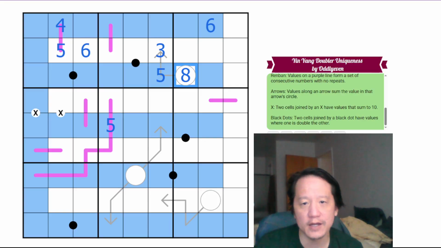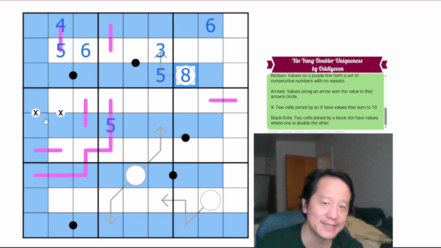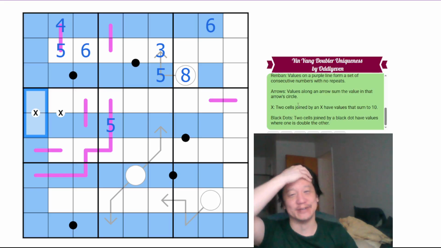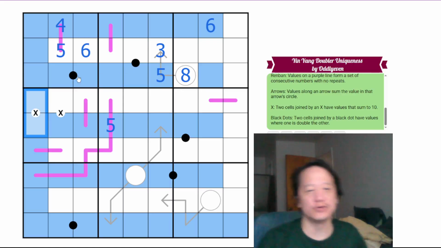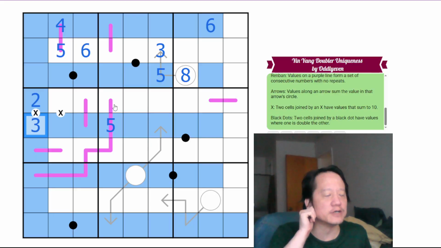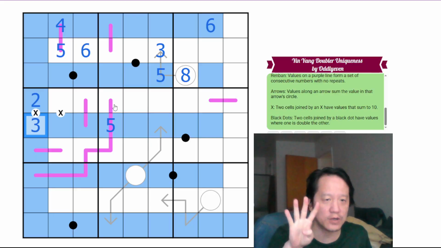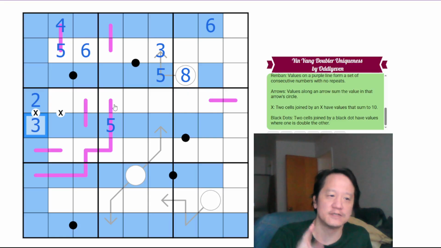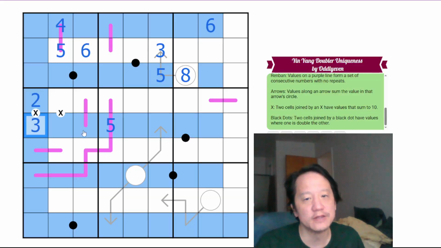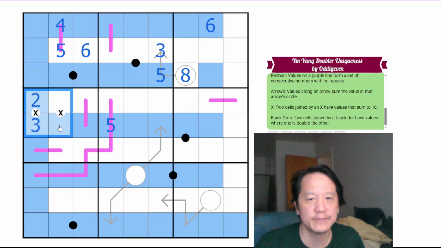We have an X where 2 cells joined by an X have a value that sums to 10. I just completely skipped a line there. So for example, you could have 2 and 3 here. And that would work because 2 times 2 is 4, 3 times 2 is 6, 4 plus 6 adds up to 10. So again, the 2 cells that have an X have values that sum to 10.